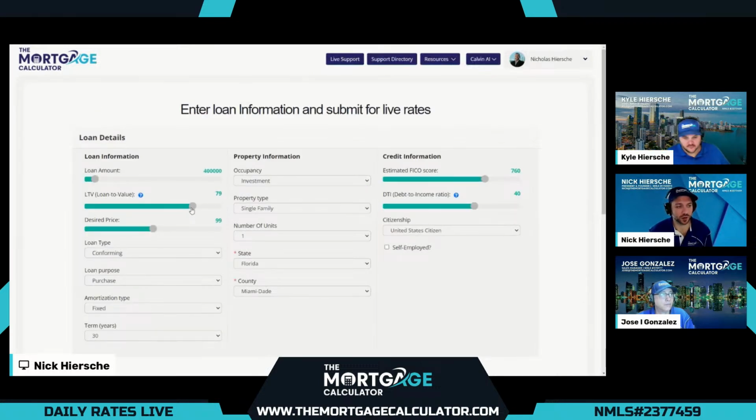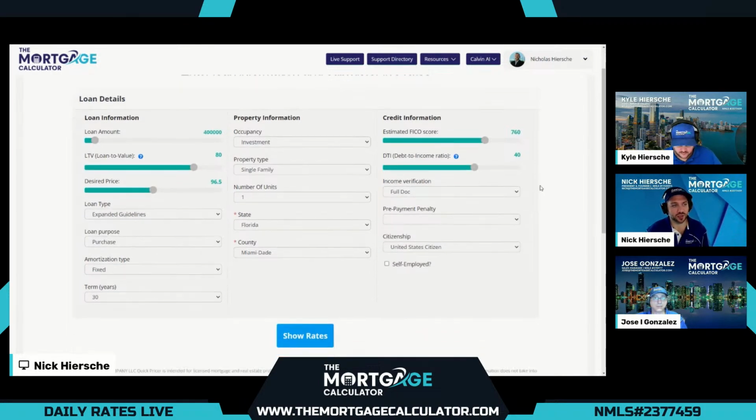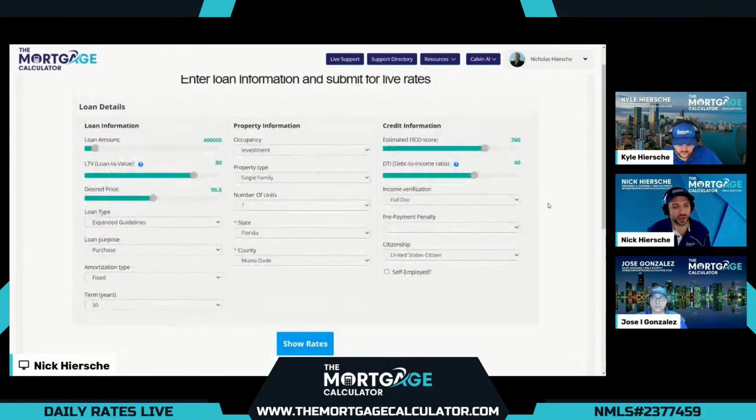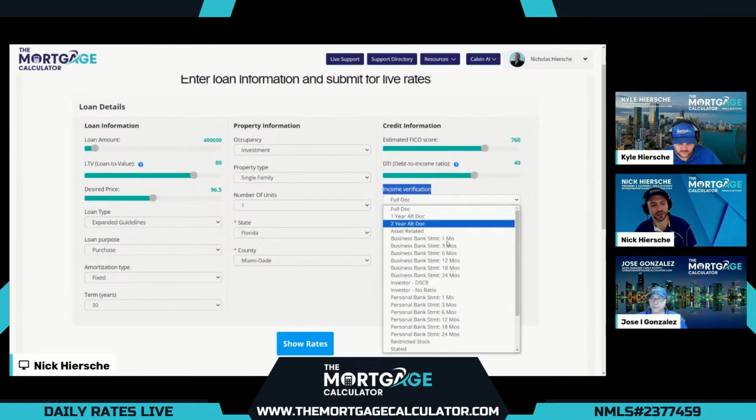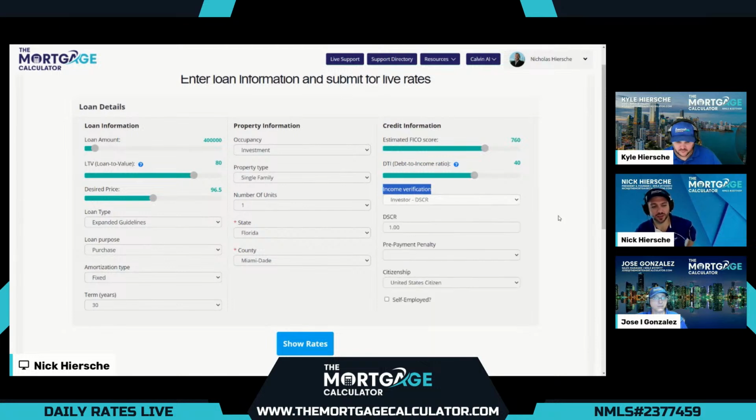We'll do investment property again, 80% loan to value. And this time we'll select our expanded guidelines, also known as non-QM. So we have our new options pop up. First, our income must be selected, most popular income type. And our most popular loan type is our DSCR loan, because it doesn't require any income or employment or documentation on that from our borrower. We simply use the estimated rental income to determine a DSCR value.